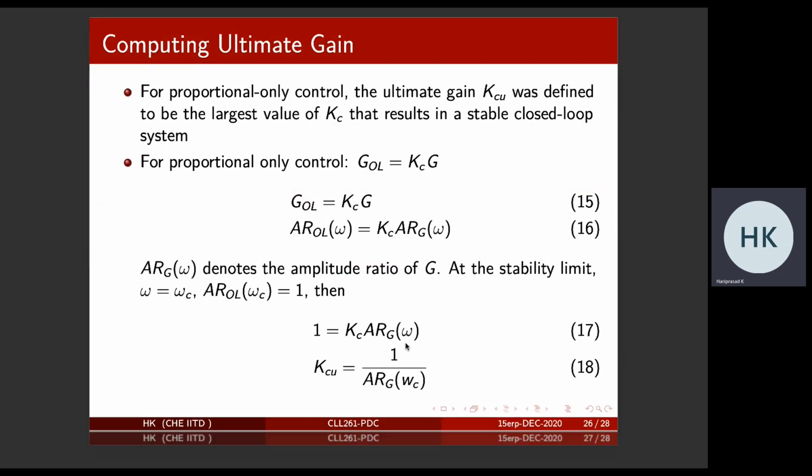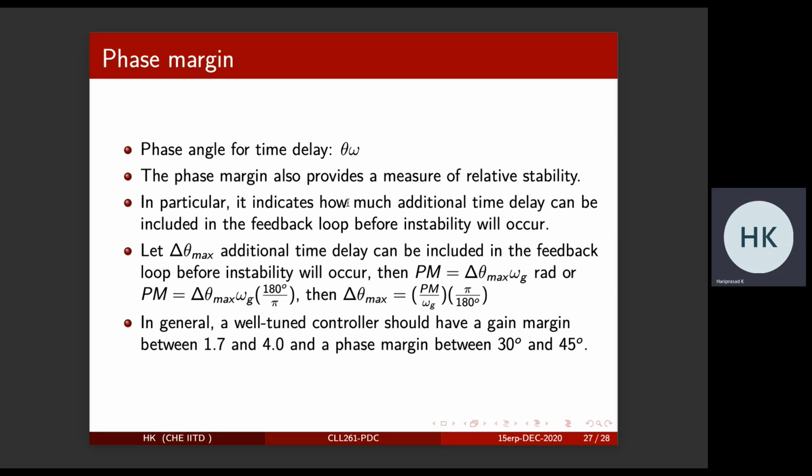Let's check how to do it. So theta max is the additional time delay that you can think of, with omega g. Converting this from radians into degrees, it would be 180 by pi. So for a given phase margin, you can compute the extra time delay that you can accommodate: theta max is equal to PM by Wg times pi by 180. You should be able to tolerate this much time delay technically without making your system unstable.